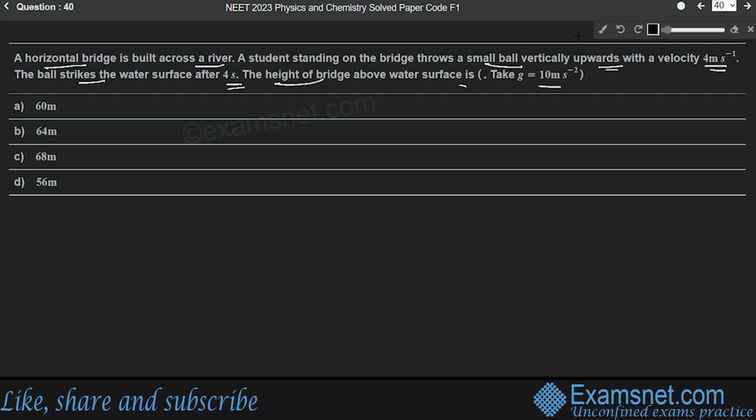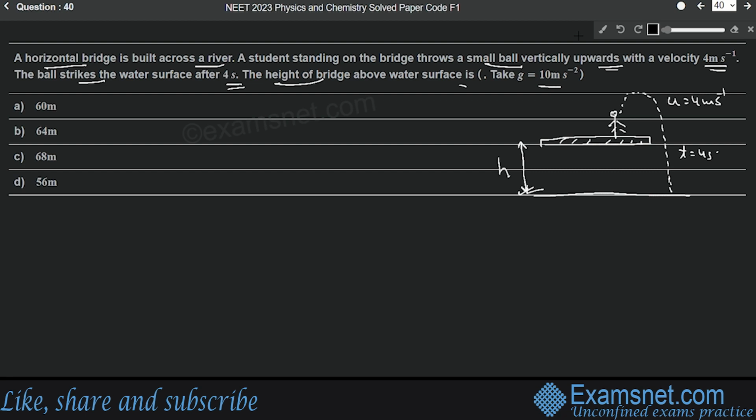Okay, so we have a horizontal bridge that is built across a river. A student is standing here. He throws a small ball vertically upwards with a speed of 4 meter per second. Velocity of 4 meter per second, so this is the initial velocity of the ball. And then the ball strikes the surface of water somewhere here after 4 seconds. So t is equal to 4 seconds, and we have to find out the height of the bridge above the water surface. This is h.